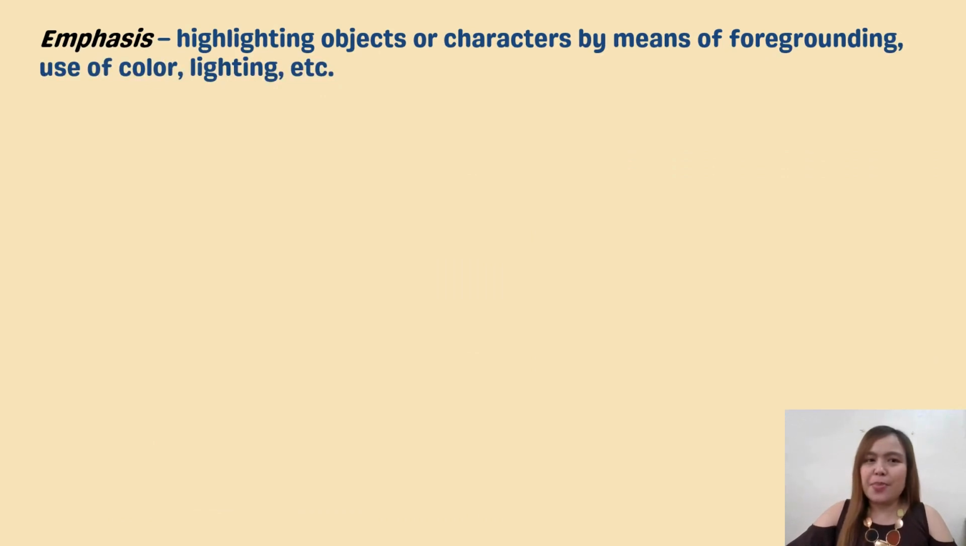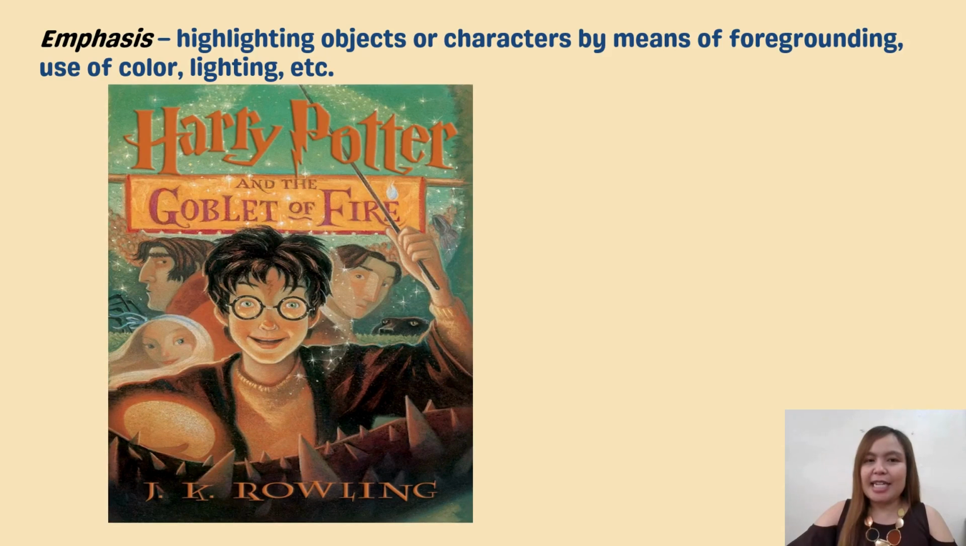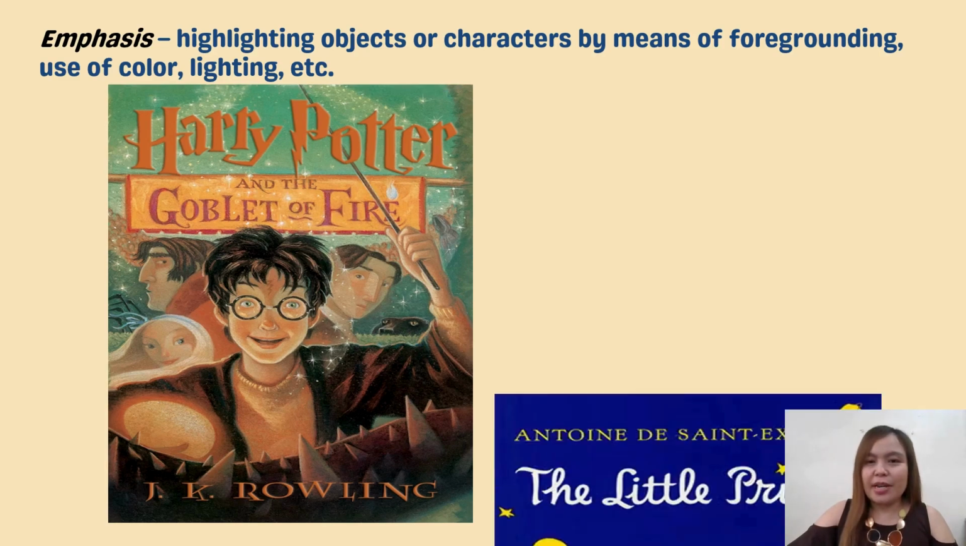Emphasis is another component of composition, and this refers to highlighting objects or characters by means of foregrounding, use of color, lighting, and the like. Now take a look at this example of the cover of the book Harry Potter and the Goblet of Fire. Who do you think is being foregrounded here? You're right, it's Harry Potter, him being the main or central character in the story.